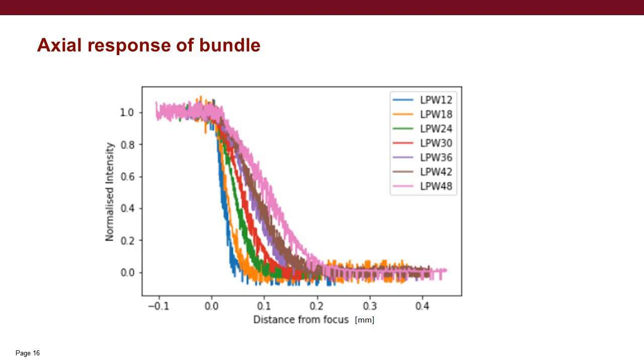So what you can see in this plot is normalized intensity, distance from focus, and LPW. LPW stands for line pair width. Those aren't actually measured in spatial units. They're measured in number of pixels on the array of mirrors, the digital micromirror device.